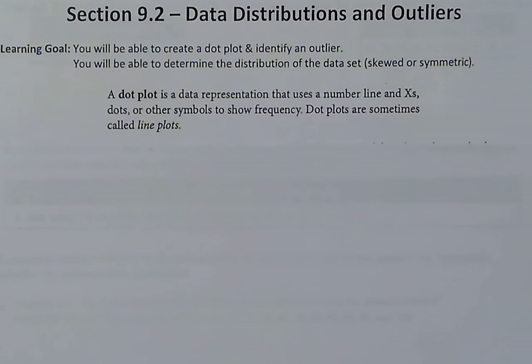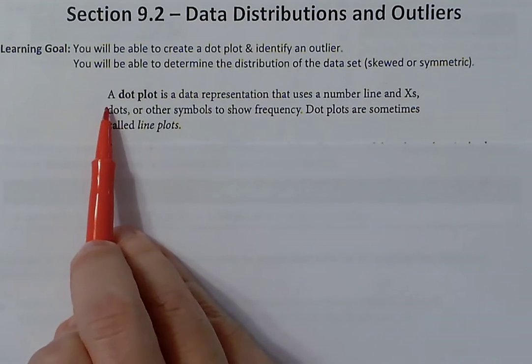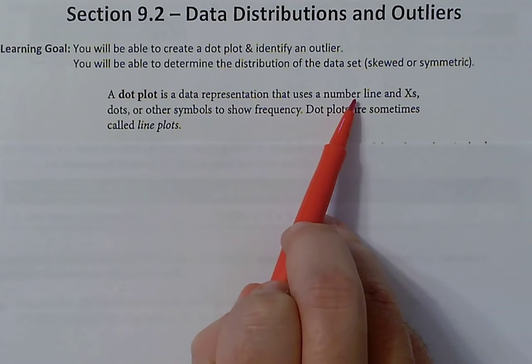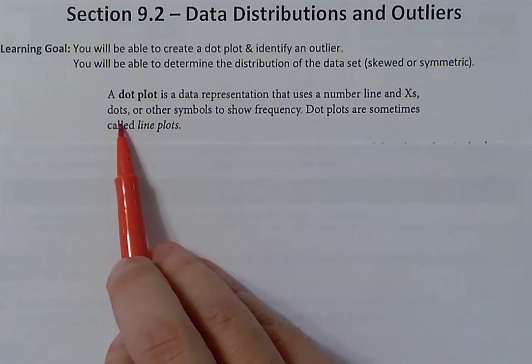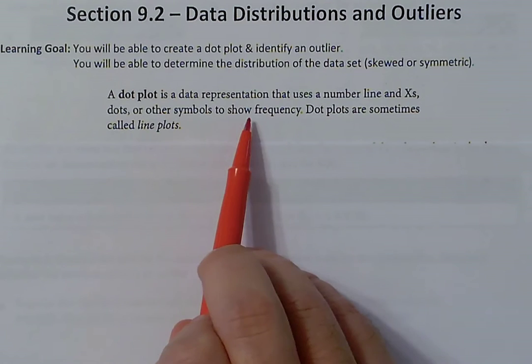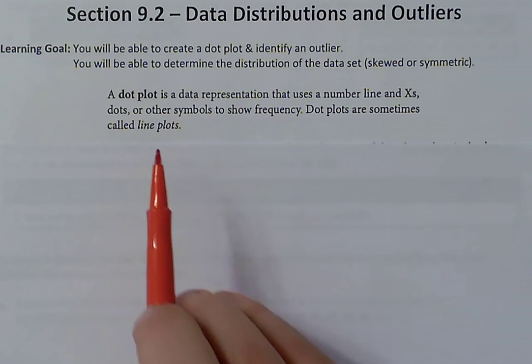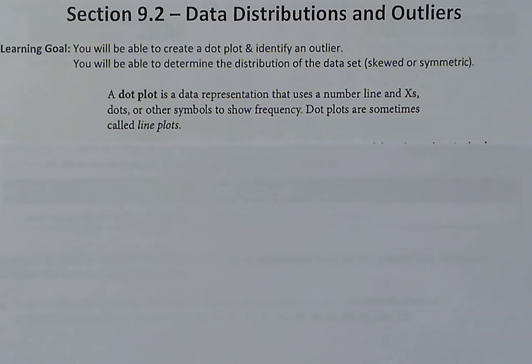So first of all, a dot plot. A dot plot is a data representation that uses a number line and x's or dots or other symbols to show frequency. Dot plots are sometimes called line plots. So what we're going to do is take a number line and we're going to go through and either put a dot or an X for every time that that number occurs. And if it occurs more than once, we just keep adding dots or X's above that number.